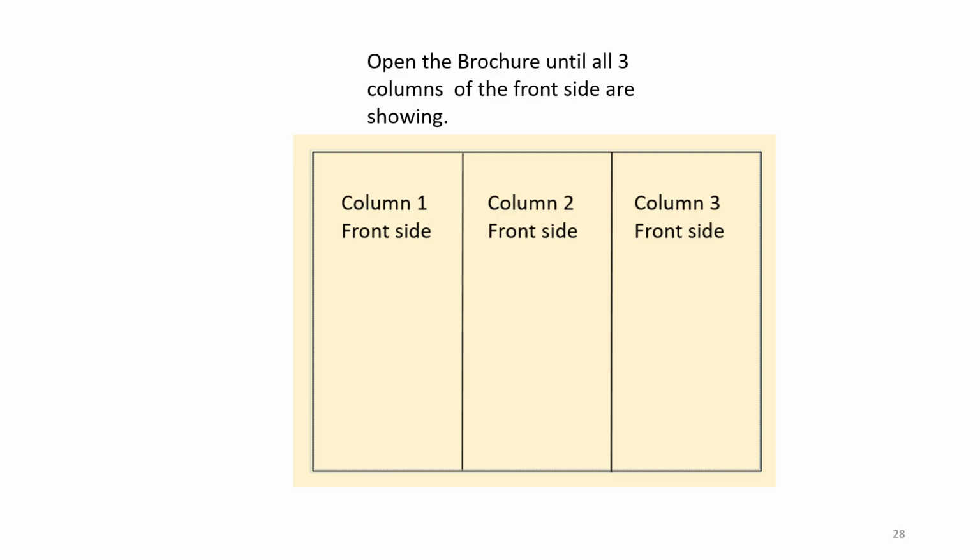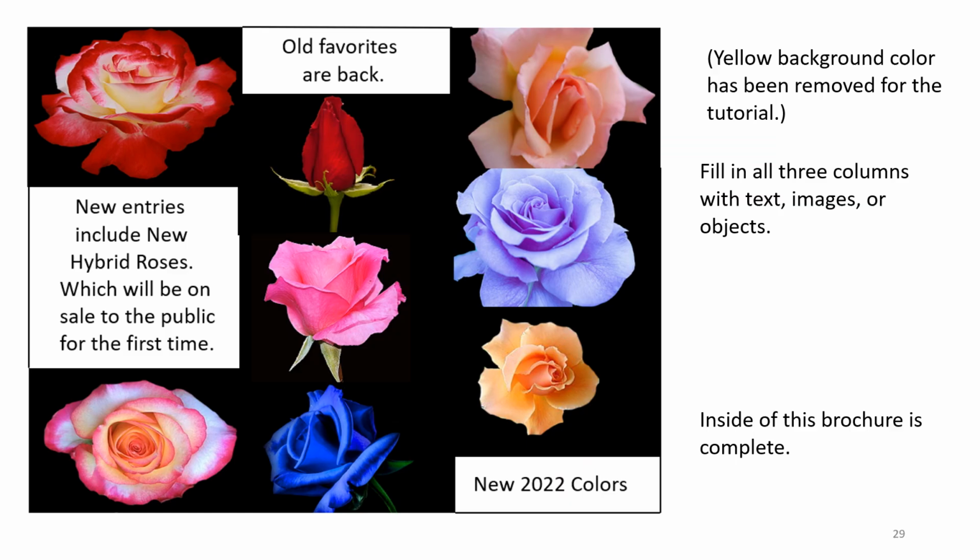Open the brochure until all 3 columns of the front side are showing. The yellow background color has been removed for the tutorial. Fill in all 3 columns with text, images, or objects. The inside of this brochure is complete.